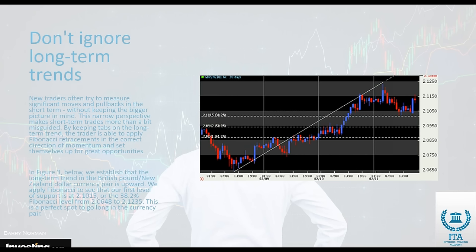So over here in figure three, we establish that the long-term trend for the British pound, New Zealand dollar currency pair is an upward trend. We apply Fibonacci to see our first level of support at $2.10, which is the 38.2 Fibonacci level, and then from there to the $2.648 to the $2.12. This is a perfect spot to go long on the currency pair.